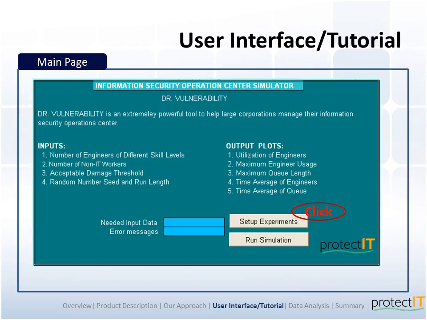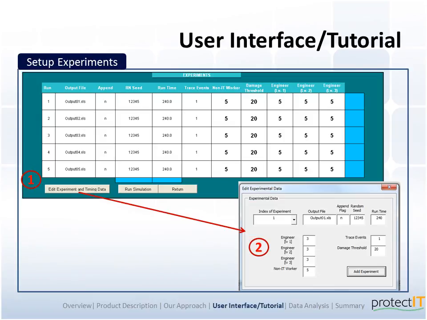So now let's take a look at our product, Dr. Vulnerability. The first page you see here is a landing page, which gives you a summary of the inputs as well as the output plots. Once you click on Setup Experiments, it will take you to the following page. Here is where you can set up your experiments.